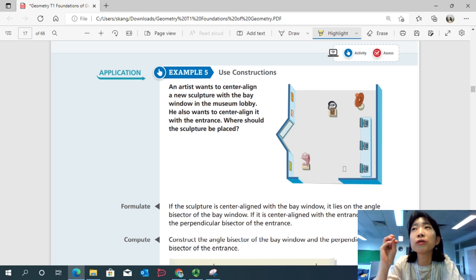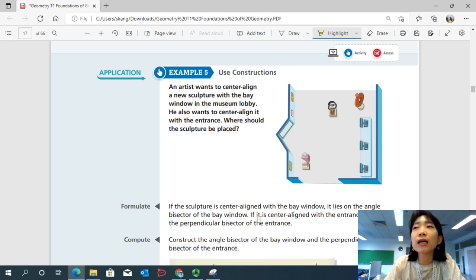So we want to place a new sculpture in this map. We already have several sculptures, right? But then this new sculpture has to be aligned and it needs to be in the center with a bay window in the museum lobby, the window here. And he wants to center align it with the entrance. So it needs to be in the center of both of them. So where does it meet? Right? So what is the construction that we need?